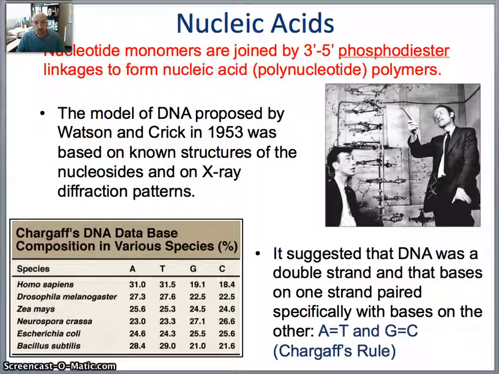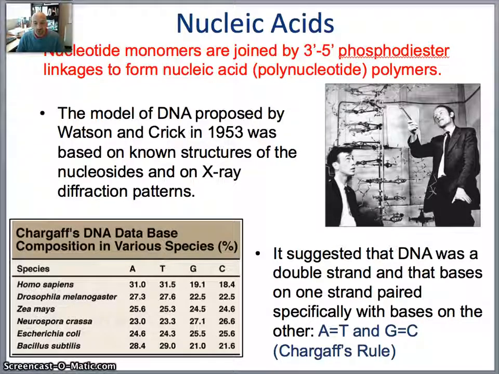Well, James Watson and Francis Crick back in 1953 basically won a Nobel Prize many years later for determining the structure of DNA and RNA. So when they looked at DNA, they looked at X-ray diffraction patterns, and they found that it formed this sort of helix structure.